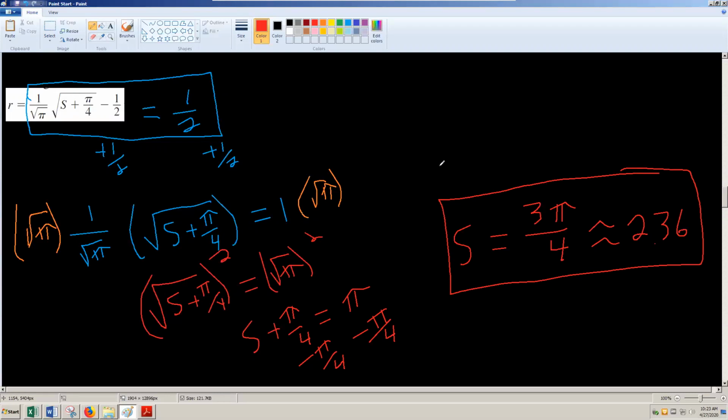Any questions here? Perfect. So one thing we could have also done is we could have just isolated the S first and then plugged in the R value afterwards. I just chose to plug it in first here. Doesn't really matter one way or the other.